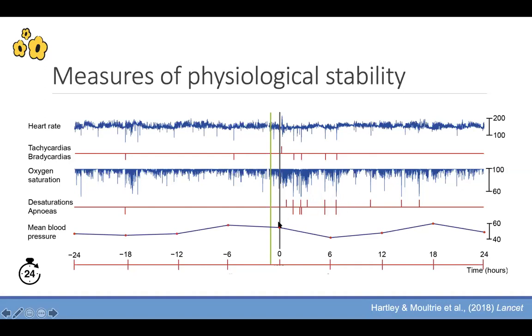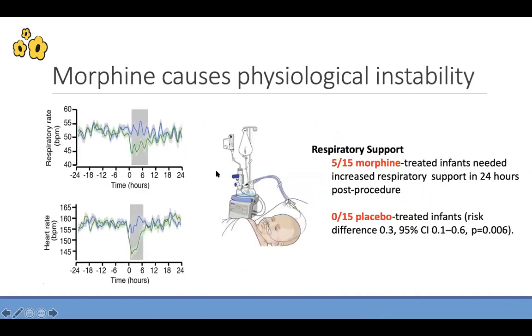and apnea substantially increased. And as a consequence of this instability, the data showed us that in 5 of the 15 morphine-treated infants, they needed an increase in respiratory support post-procedure, whereas in the placebo-treated infants, they did not require this increased respiratory support. And therefore, it was concluded that this dose of morphine that was used was not appropriate.